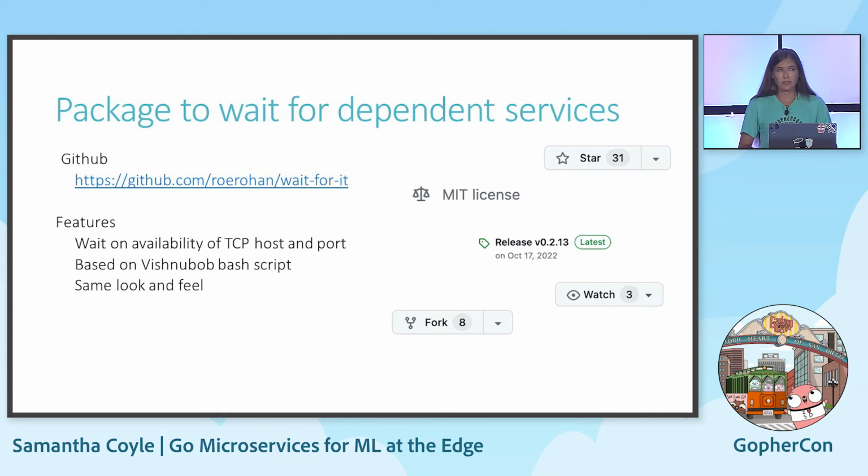And we went with that because it is much more of a maintained package, which was a bit of a requirement for us at Intel. The features here, it does allow you to wait for the availability of TCP hosts and ports for those dependent services. And the nice thing here is our team had previously been using that Vishnu Bob Bash script for our Docker layer, waiting for our dependent services. So it was heavily inspired by that script. So it gave us the same look and feel for this Go application layer implementation.